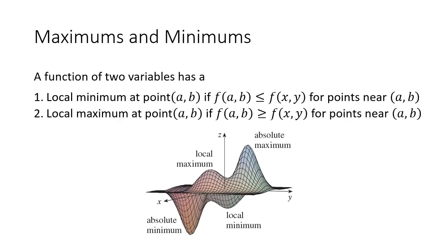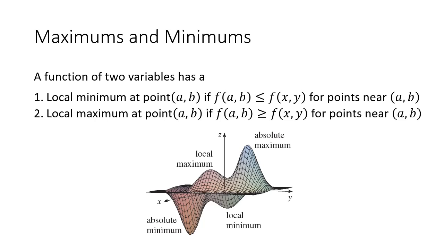Now, maximums and minimums are pretty much the same idea as when we saw them back in Calc 1. A maximum is the biggest point and a minimum is the smallest point, except, again, we're mostly concerned about local maximums and local minimums, which means it's just a maximum or a minimum around a small area, right, or a specific point on the graph.